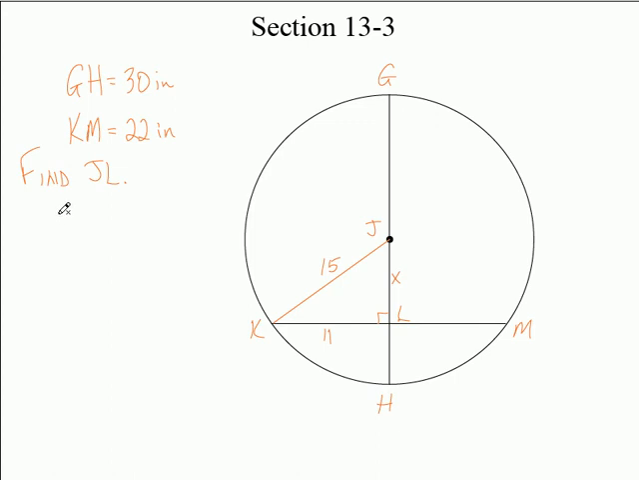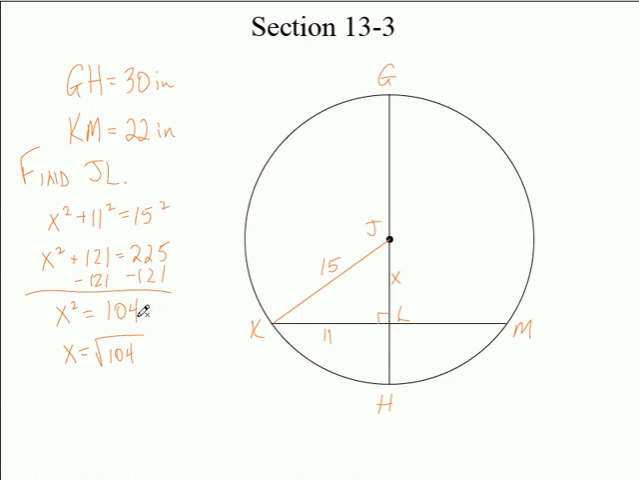So let's do the math just to remind ourselves of the Pythagorean theorem. It's x squared plus 11 squared equals 15 squared. That's 121, and 15 squared is 225. Subtract 121 from both sides. When you do the subtraction, that's 104. Now x squared is 104, so x is equal to the square root of 104. Now this is inches, so we're okay throwing this into a calculator and getting a decimal approximation. You chuck it in your calculator and you get approximately 10.20.